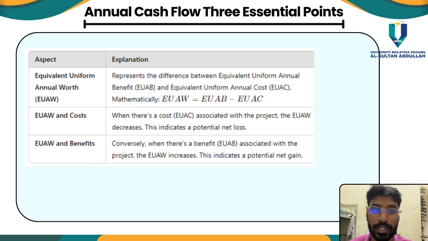When there is a cost associated with the project, the EUAW decreases. This indicates the potential net loss. As for the benefit, it is what the EUAW gains, so it has the potential to increase.